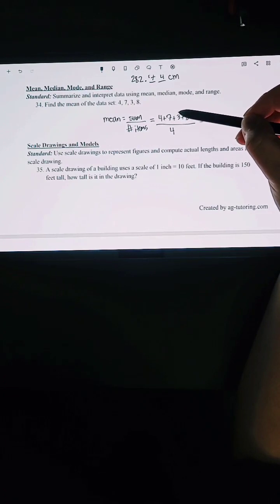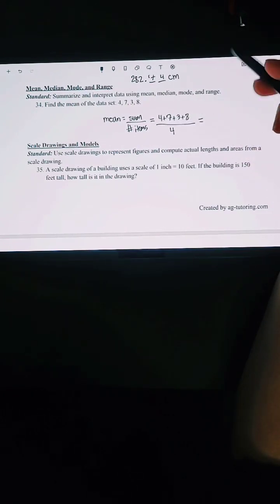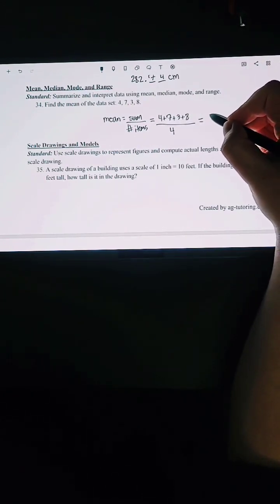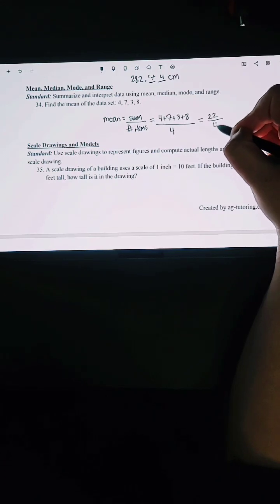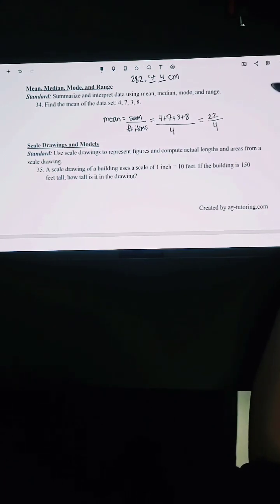So 7 plus 3 is 10, and then 4 plus 8 is 12. So 10 plus 12 is going to be 22, so 22 over 4. And then I'm just going to divide this. Remember, a fraction bar is the same thing as division. So 22 divided by 4. 4 goes into 22 five times. 5 times 4 is 20. Subtract, we get 2.